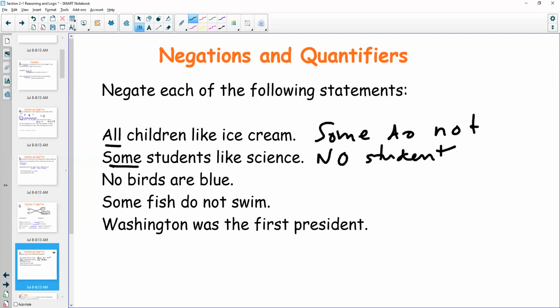The opposite of some is none. No birds are blue. If I tell you there are no bluebirds, none at all, you should say, sure, there are. At least some of them are. If I tell you some fish do not swim, the opposite of that, the negation of it, is that all fish swim.